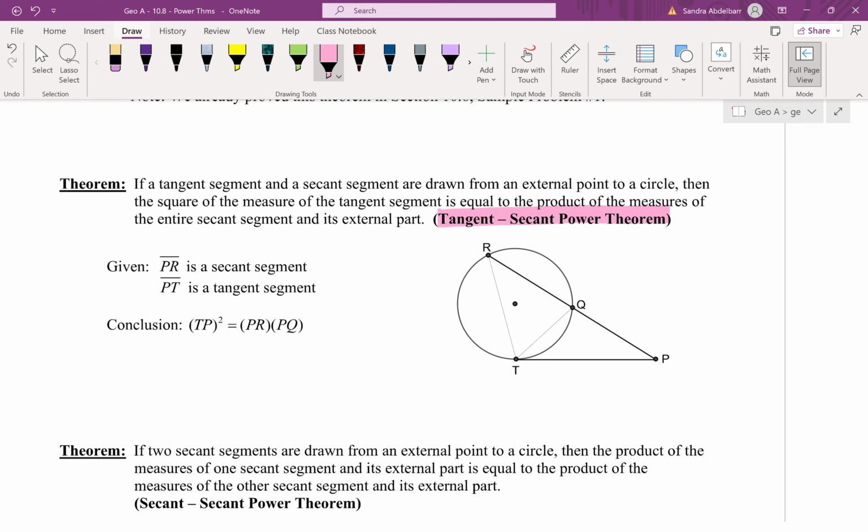Remember, a tangent only touches a circle how many times? Once, even if you extend it. Even if you extend it forever, it will never touch it again. All right, a secant comes from the outside, but then touches that circle how many times? Twice. So this is a tangent secant power theorem. TP is our tangent, and RP is our secant.